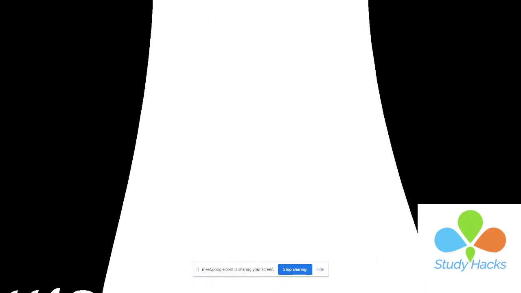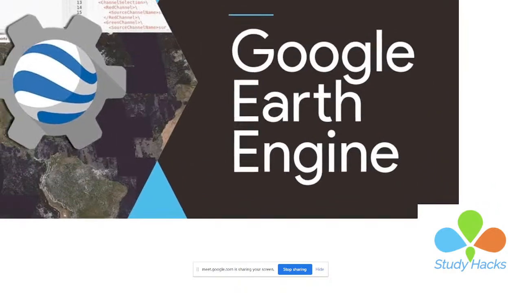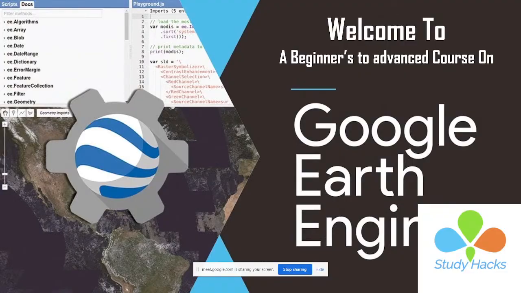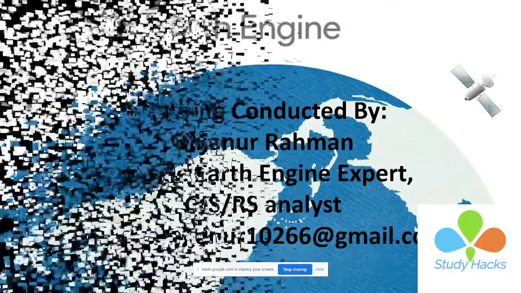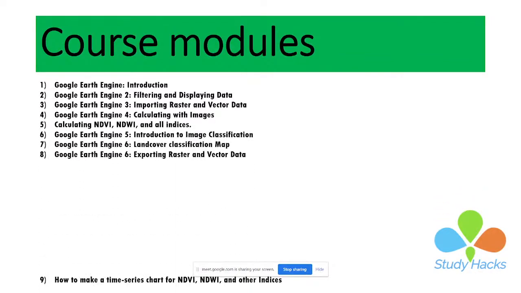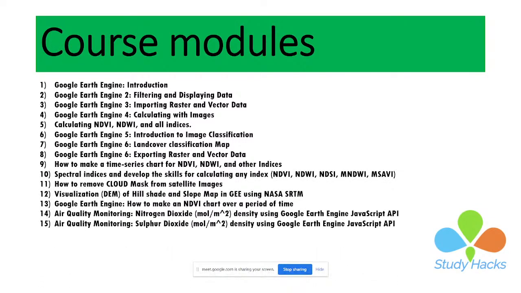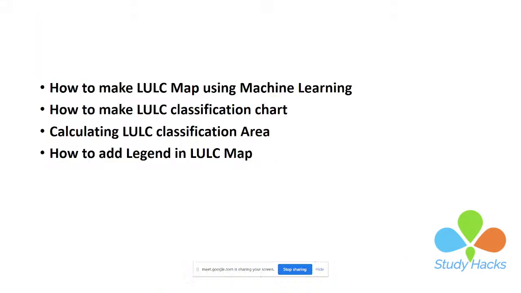Hi and welcome to the 7 days online training session on Google Earth Engine platform, from beginners to advanced on remote sensing analysis. We already covered our fifth class, so today is our sixth class. Mainly today we'll discuss image classification. I am the course coordinator, and this is our full course content. We complete all of the course content within the 7 days.